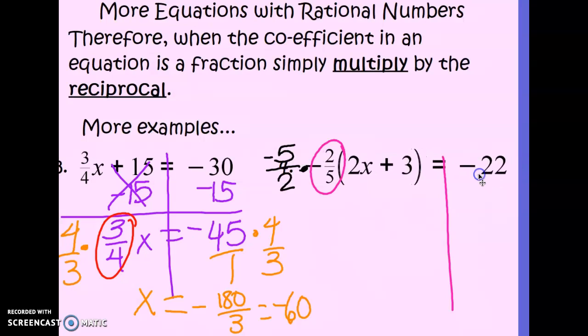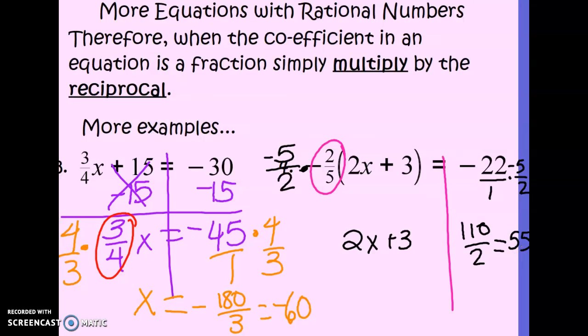Oops, did not mean to do my whole problem. Okay, so 22 over 1 times negative 5/2. That's going to give me, negative times a negative is a positive, so 110 over 2. Okay, so right now I have 2x plus 3. So that's going to be simplified to 55. It is a positive because a negative times a negative is a positive.